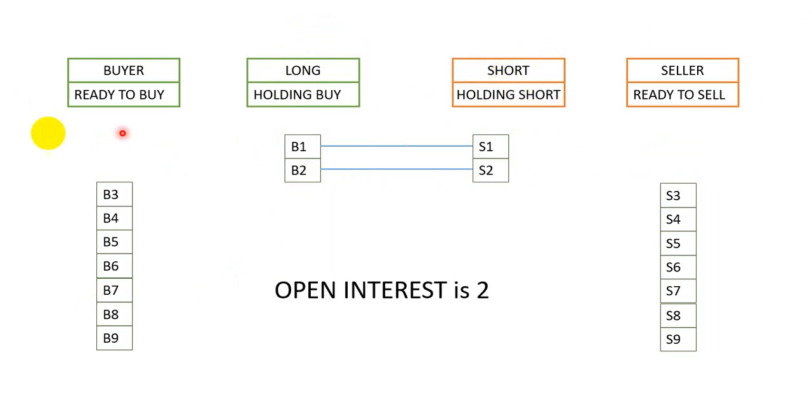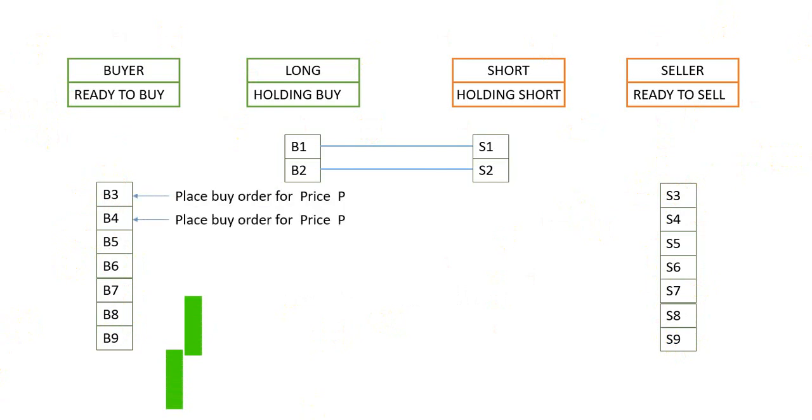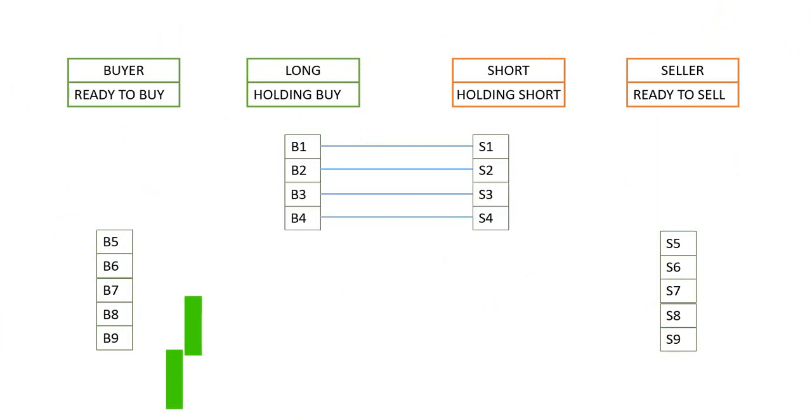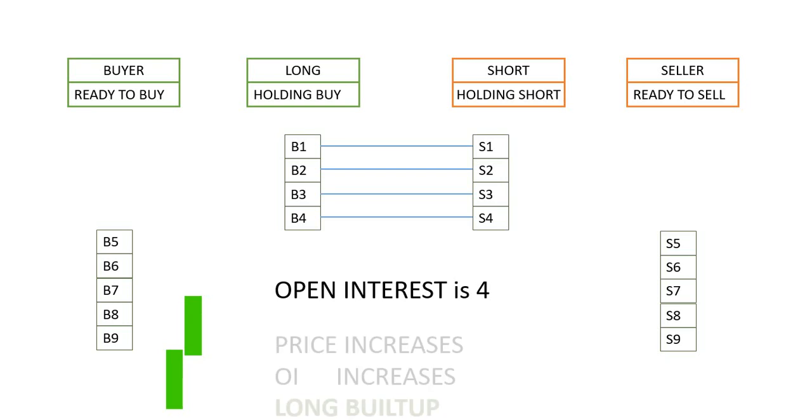Now you have four types of people, and these people are again waiting to buy, and these people are again waiting to sell. They decide based on market movement whether to enter or exit. Now what happens? Price increases. Seeing the price increase, another two people are entering. Now the open interest is 4. From 2 to 4 it has increased as price increased. So this is called long build-up. That means as price increases, open interest also increases.